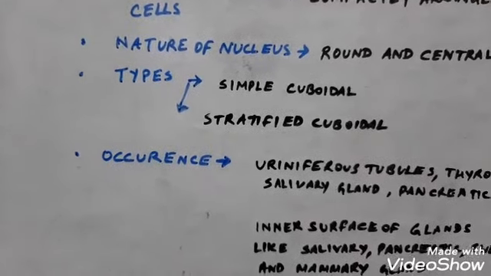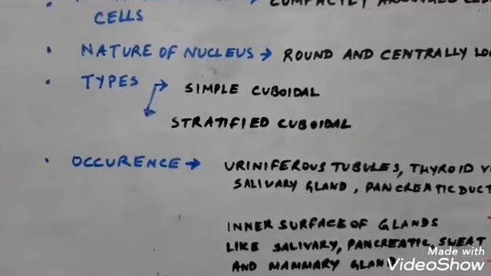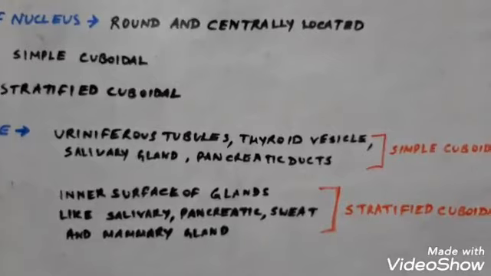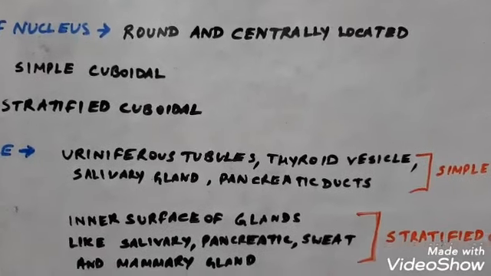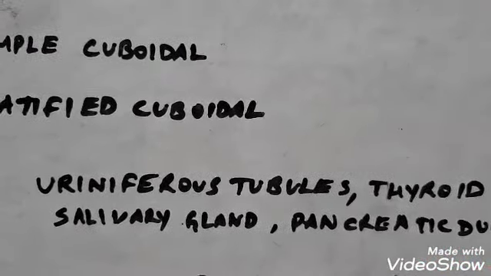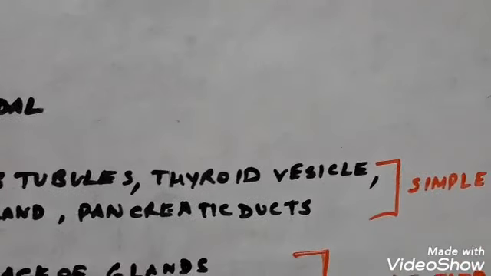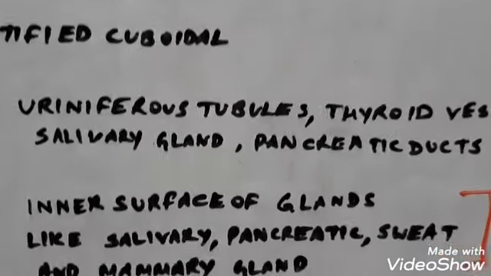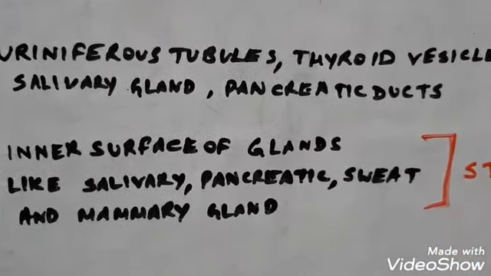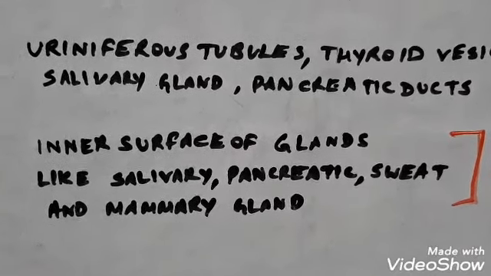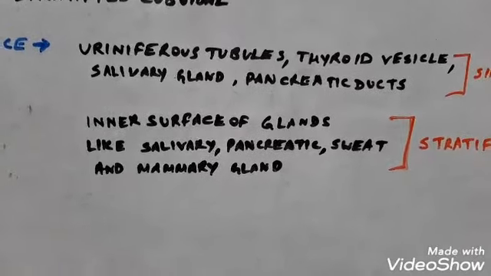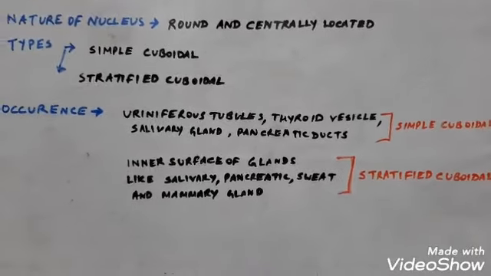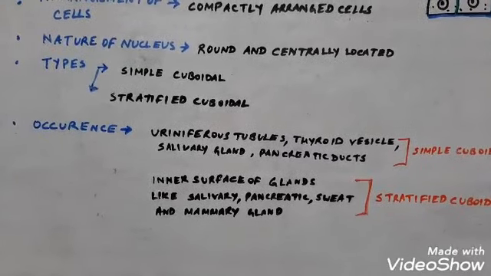Now, where are they located in our body, or what is the occurrence of the simple cuboidal and the stratified cuboidal? The simple cuboidal is located in the uriniferous tubule, that is the kidney tubule, the thyroid vesicles in the thyroid gland, salivary gland and pancreatic duct, while the stratified cuboidal is present on the inner surface of glands like the salivary gland, pancreatic gland, sweat gland and mammary gland. So these are the locations of the simple and stratified cuboidal epithelium.